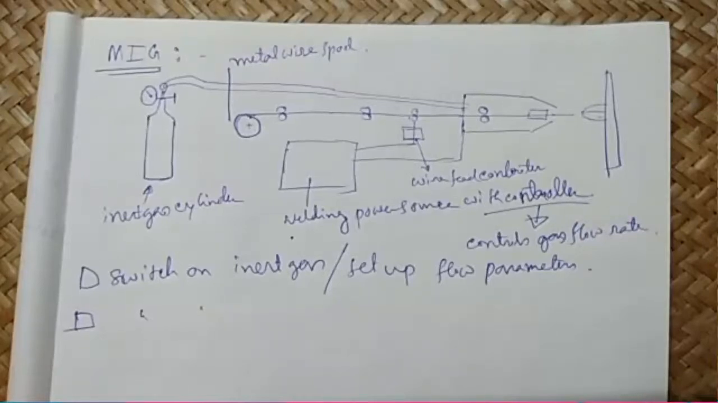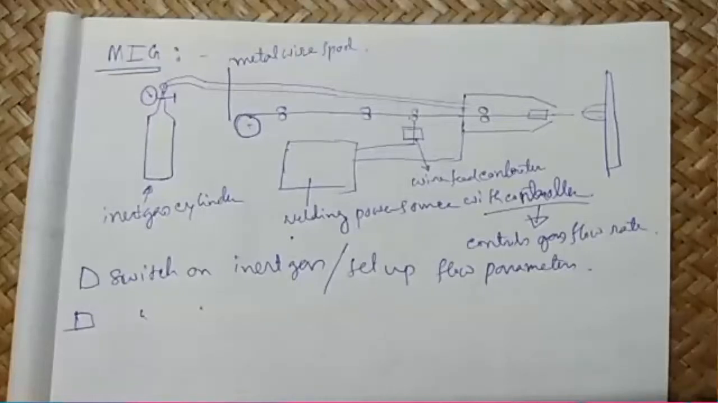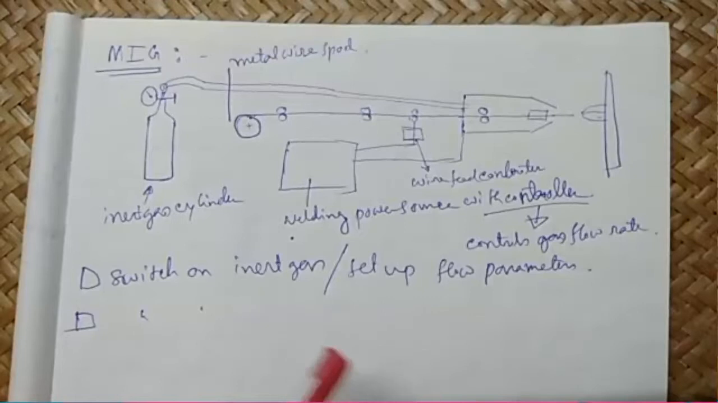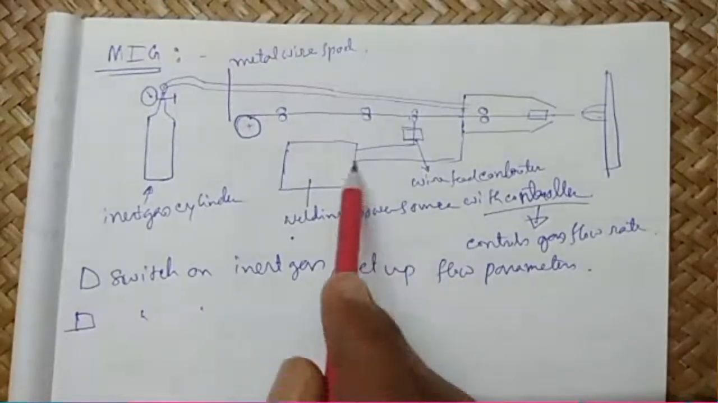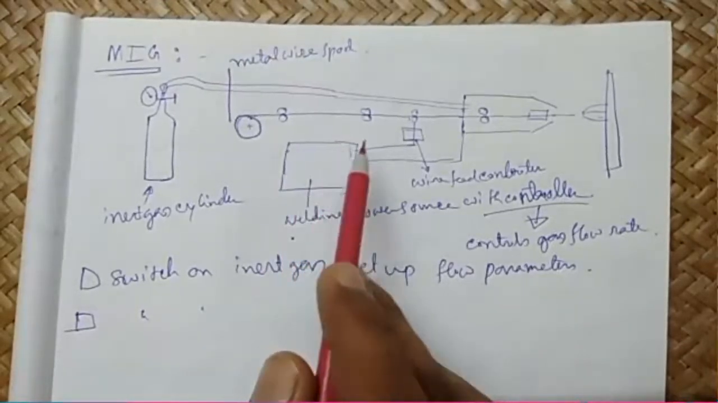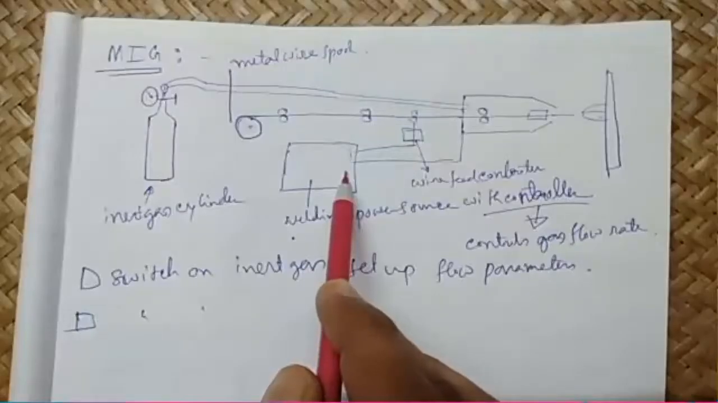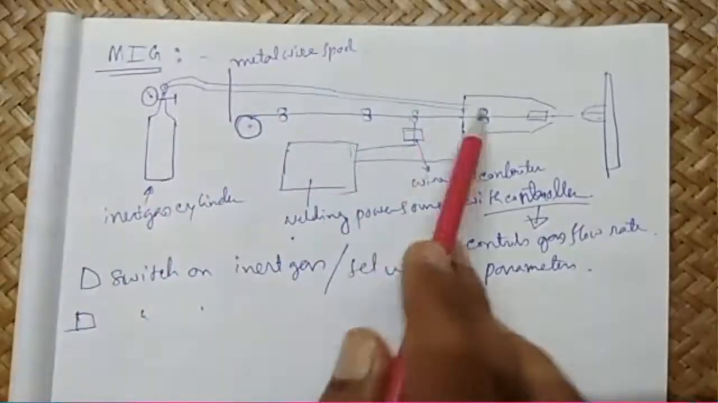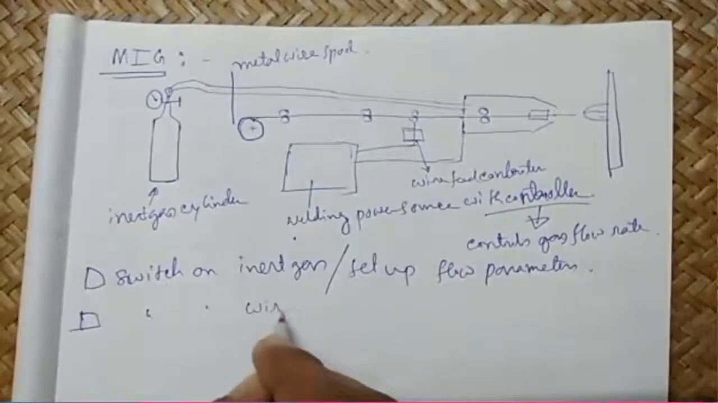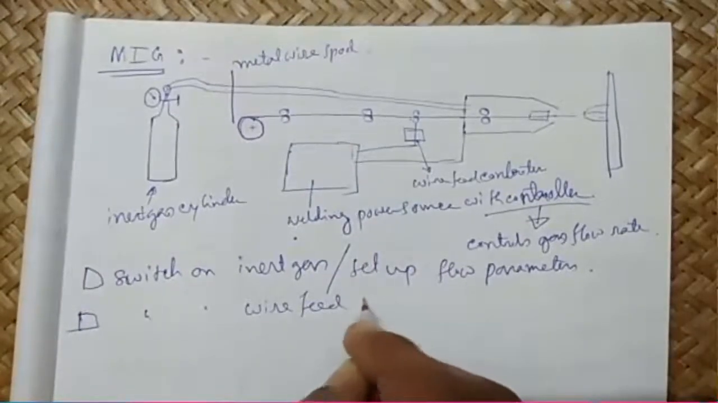If you close the cylinder valve, then the gas flow will also be closed. So we have to open the gas cylinder at a pressure below the maximum operating pressure, and you also need to control the gas flow rate and wire feed rate with the controller associated with the welding power source. So this controlling section controls two things: one, the gas flow rate, second, the wire feed rate.